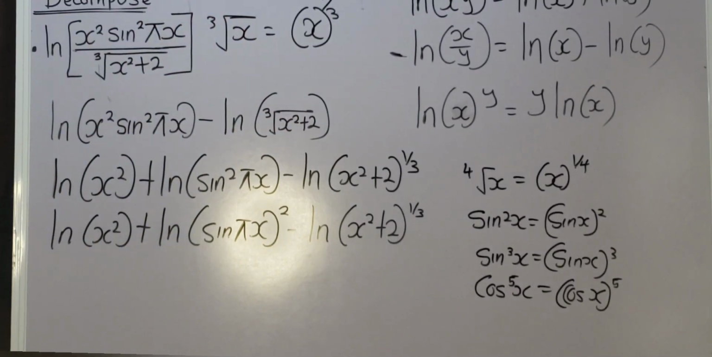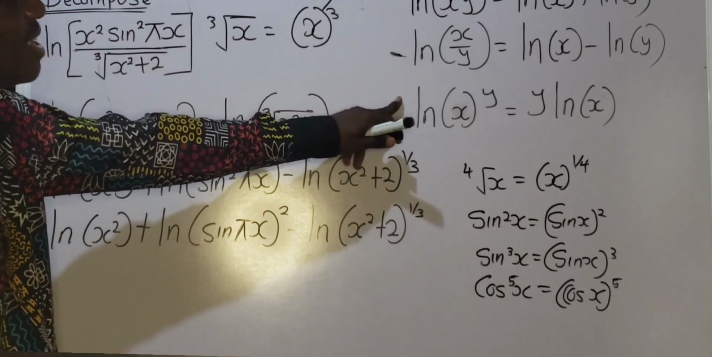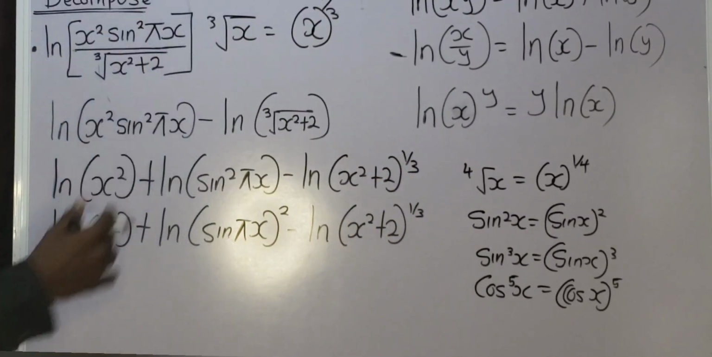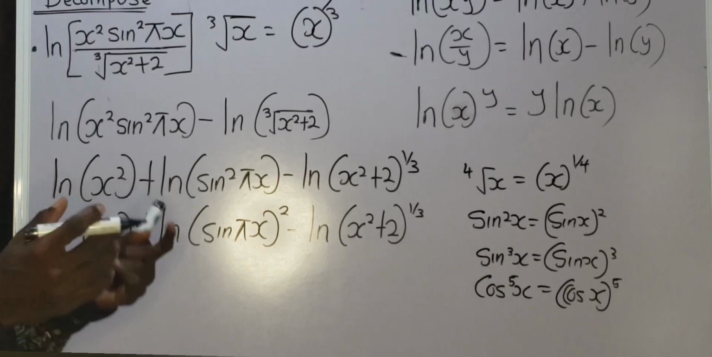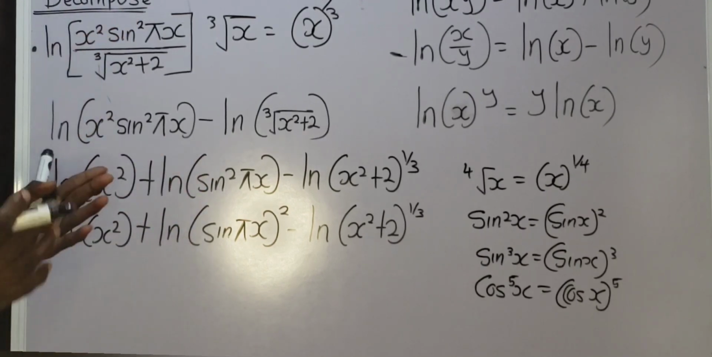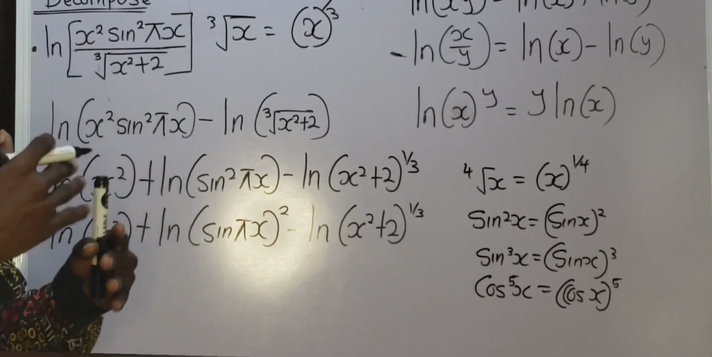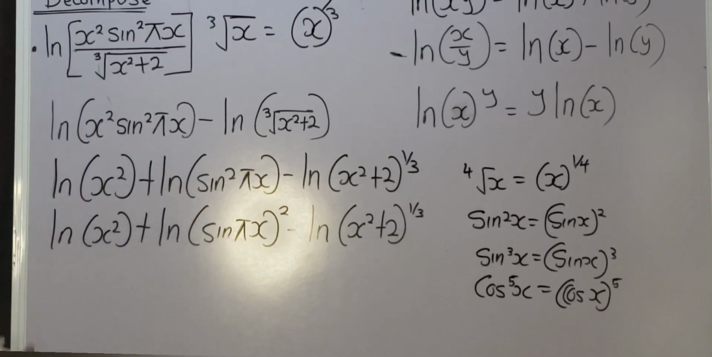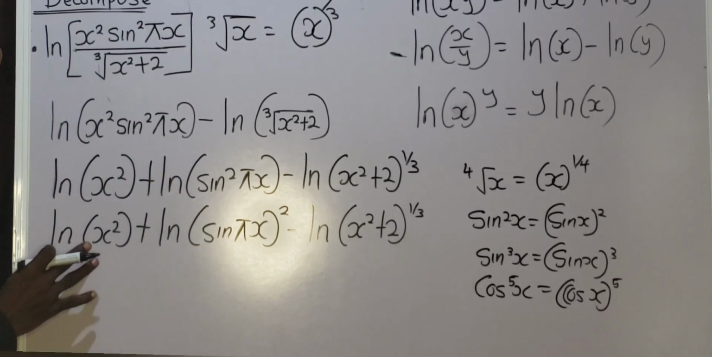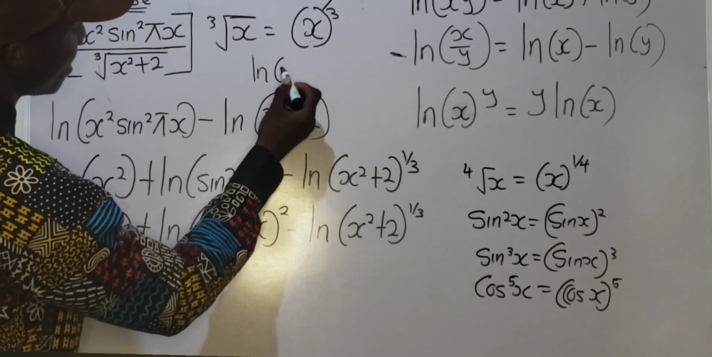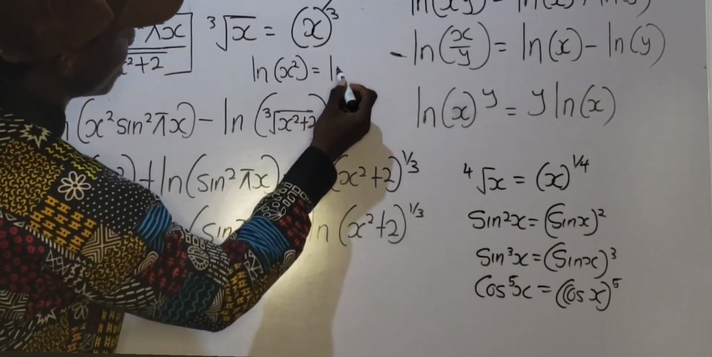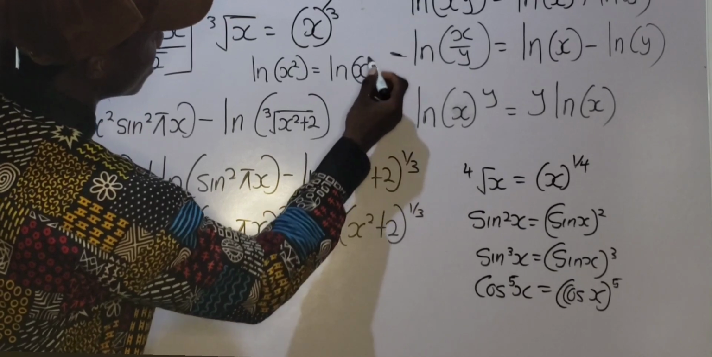Don't forget, from the third law of logarithm, the natural log of x to the power of y is the product of y and the log. The natural log of a number to a power is the product of the power and the log. So for this, let me rewrite. ln x squared, ln x raised to the power of 2, can be written as what? ln x raised to the power of 2.